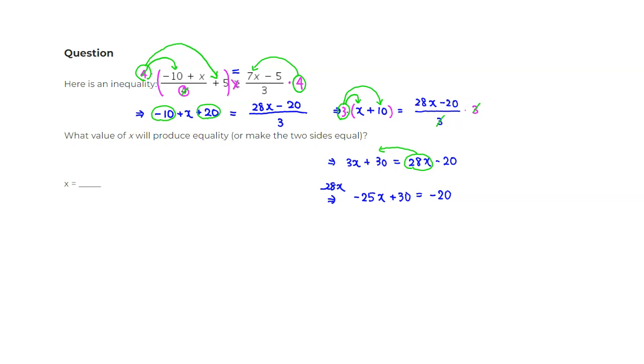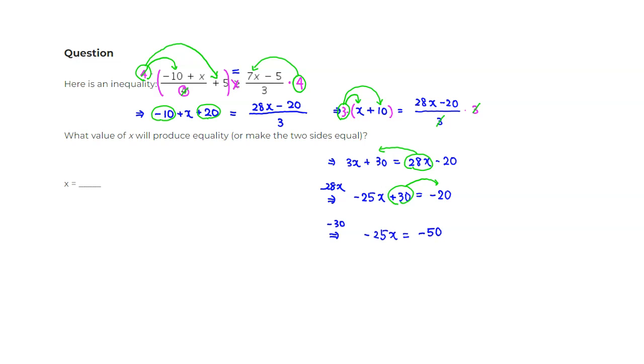Then we collect all the constant terms. So I'm going to shove this 30 over to the right-hand side by subtracting 30. So we have negative 25x is equal to negative 20 minus 30, which would be negative 50.